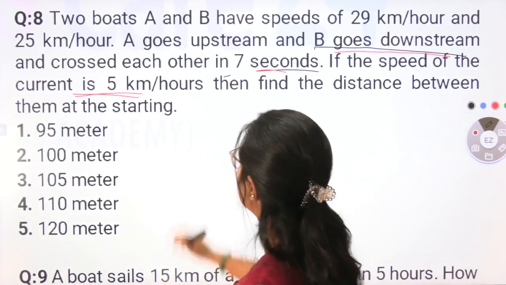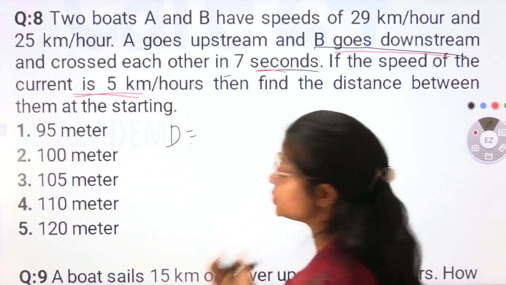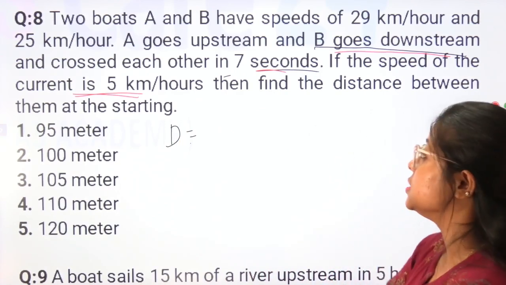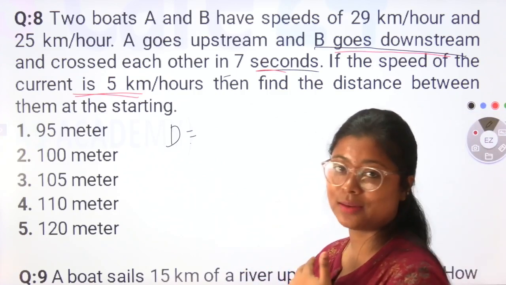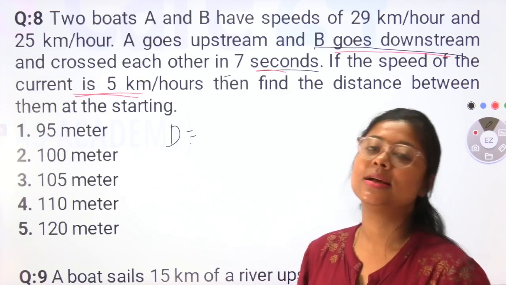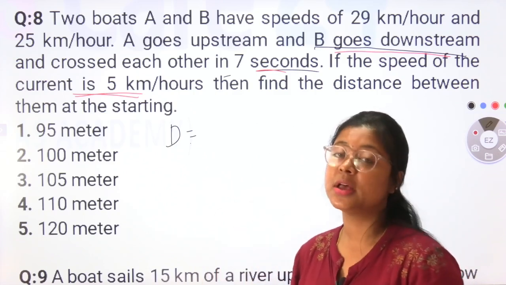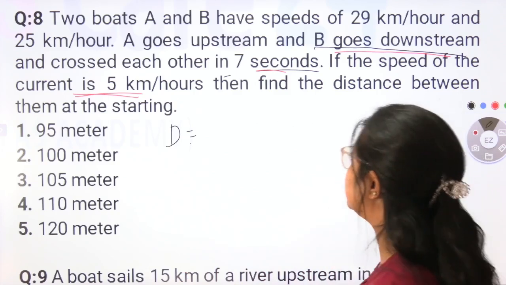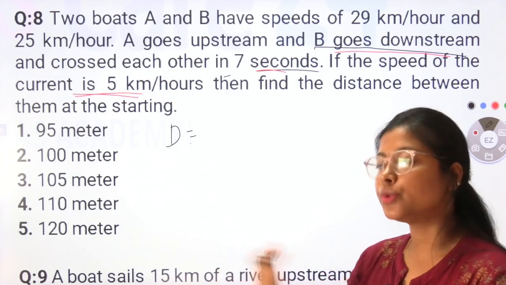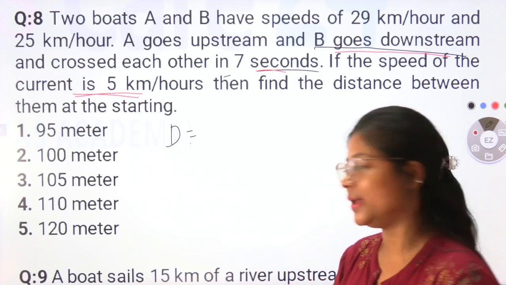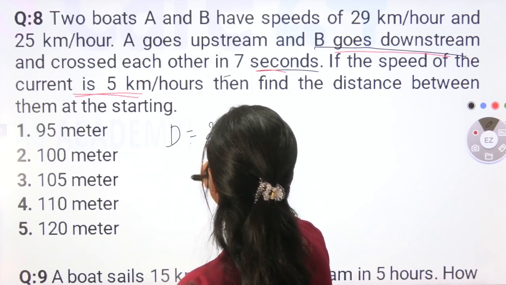So distance would be, since they are crossing each other, so I need to calculate the relative speed of both the boats. So relative speed of both the boats will be how much? Since one is upstream, another is downstream, that means they are traveling from opposite directions, isn't it? So if this is so, then my relative speed will get added up, because I know when two boats or two vehicles are coming from different directions, then my relative speed will get added up.